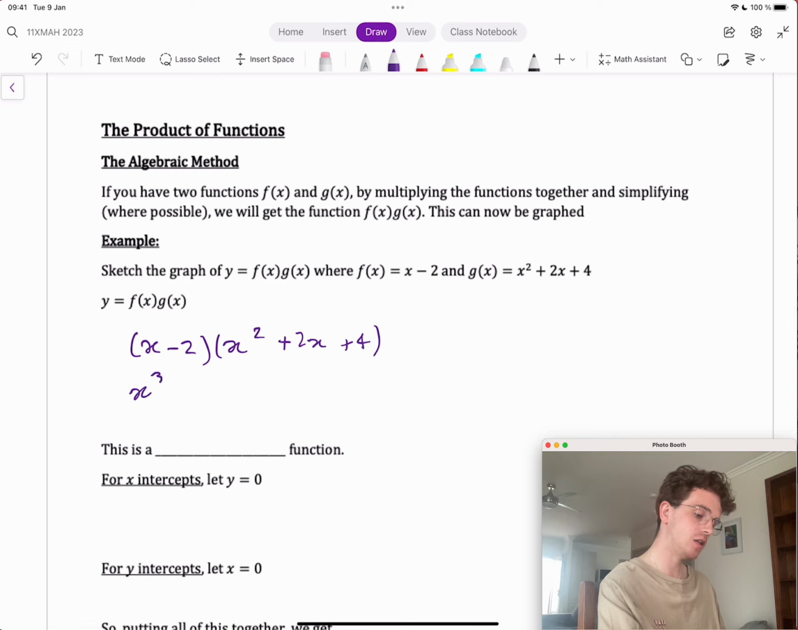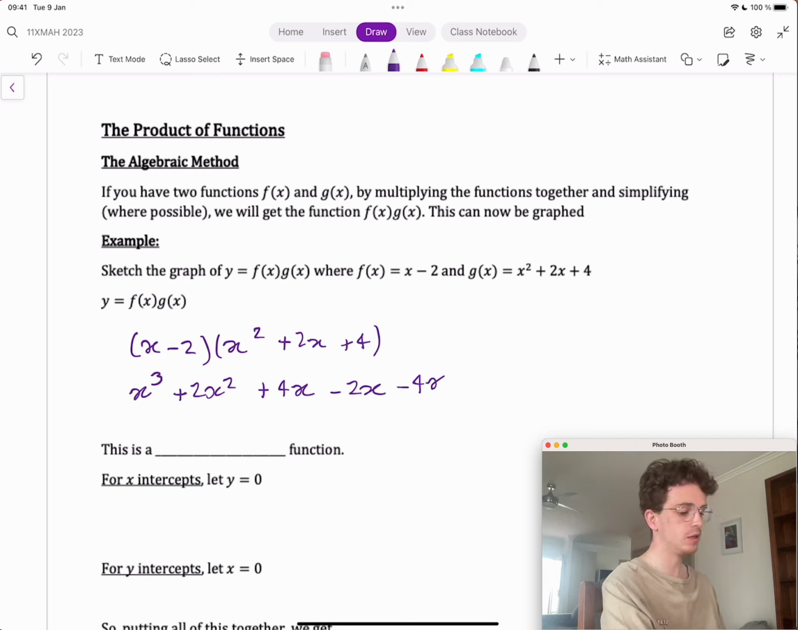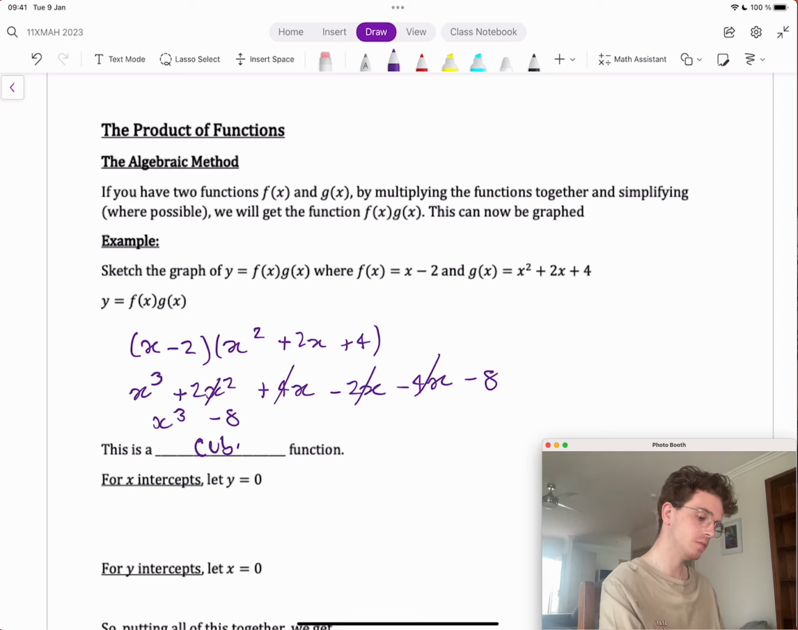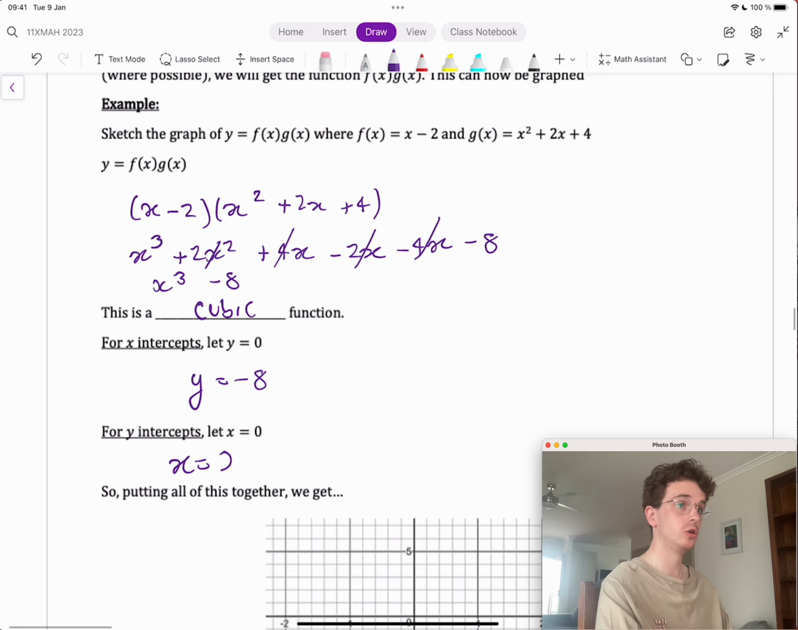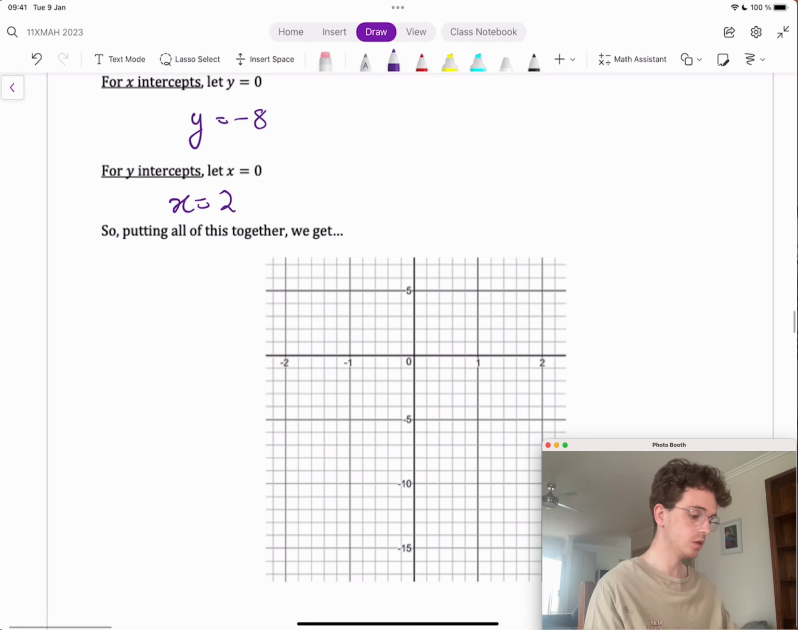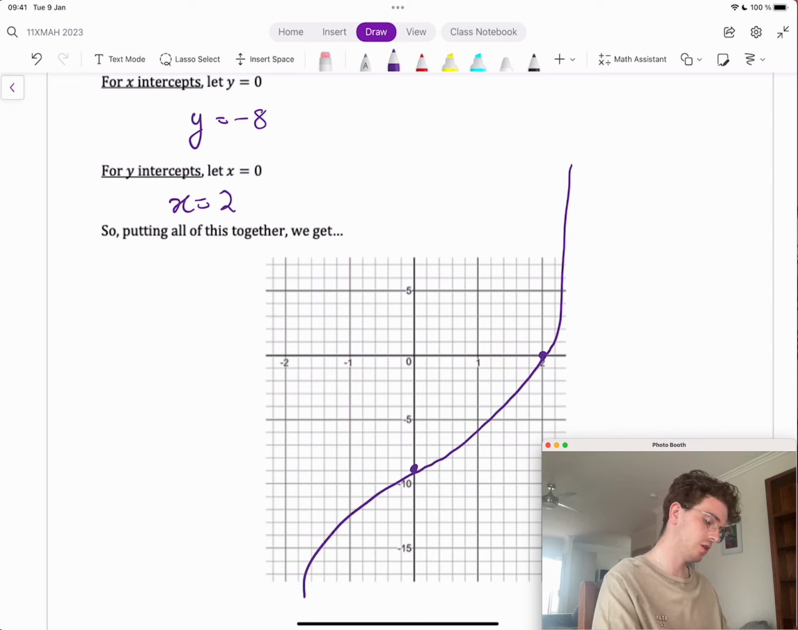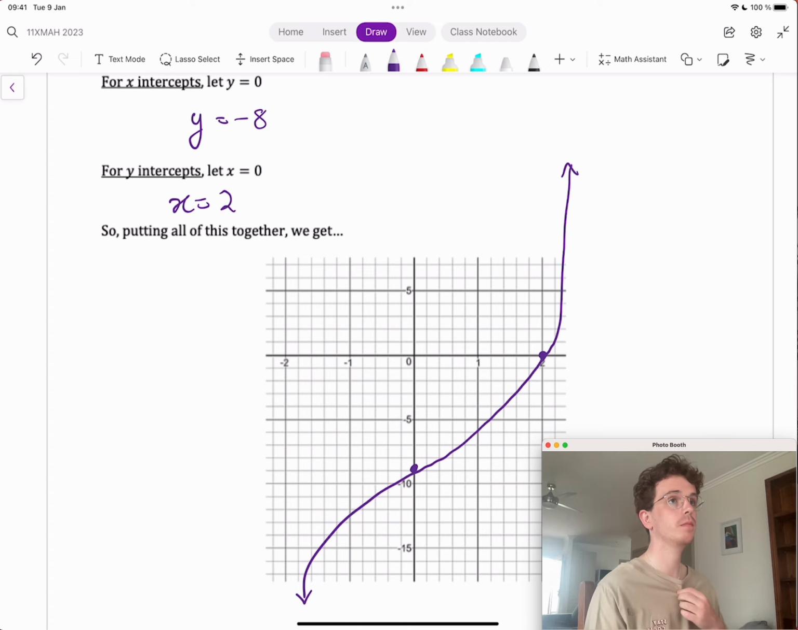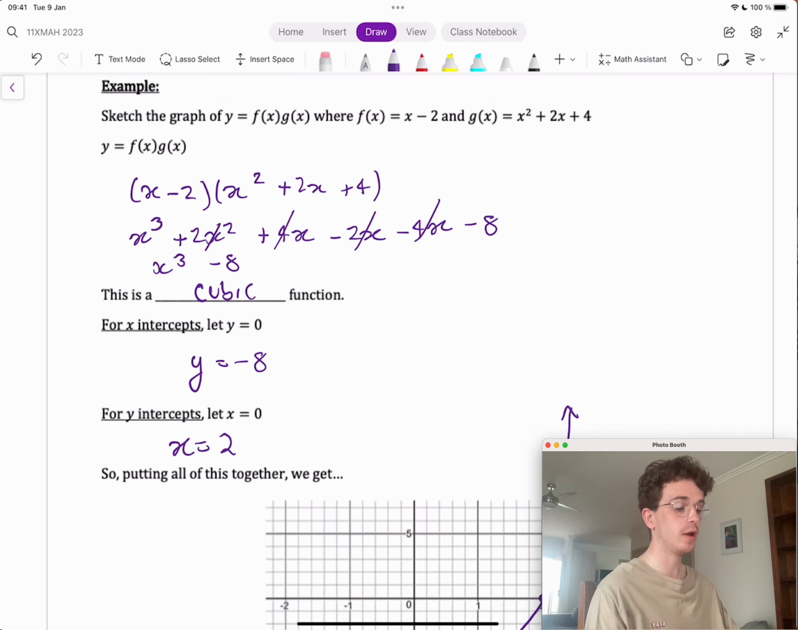to get x cubed plus 2x squared plus 4x minus 2x squared minus 4x minus 8, which is x cubed minus 8. So this is a cubic function with our y-intercept equal to minus 8, and our x-intercept is going to equal 2. So if we plot minus 8 and 2 over here, our cubic function is going to look something like that. It's a weird scale. So that's how we calculate the product of functions. That's using the algebraic method.